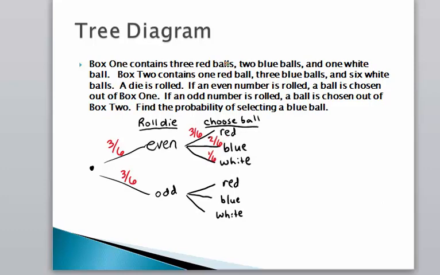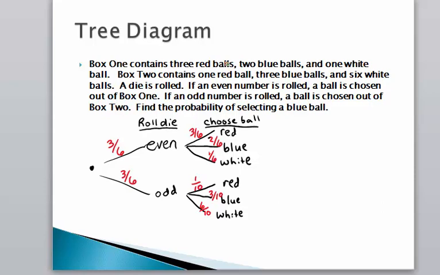Now we move to box 2. We know that box 2 contains a total of 10 balls. We have 1 red, so our probability will be 1 out of 10. We have 3 blues, so 3 out of 10 for the blue. And 6 white, so 6 out of 10 for the white.